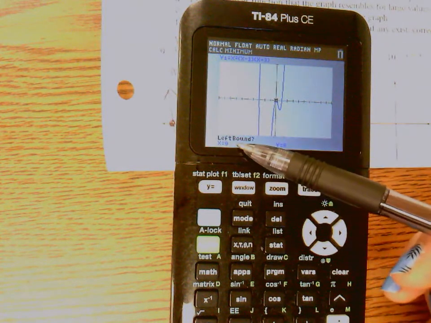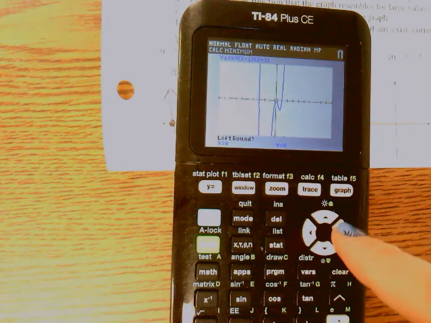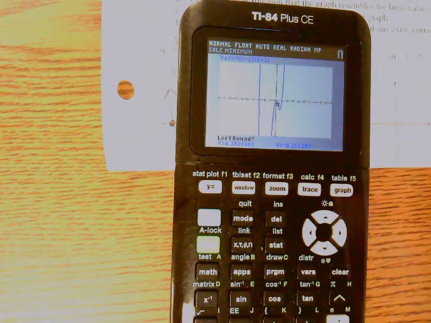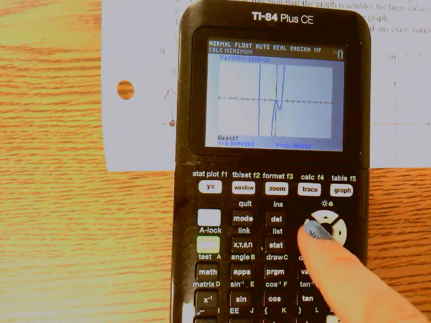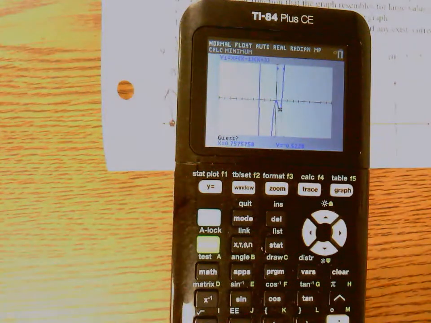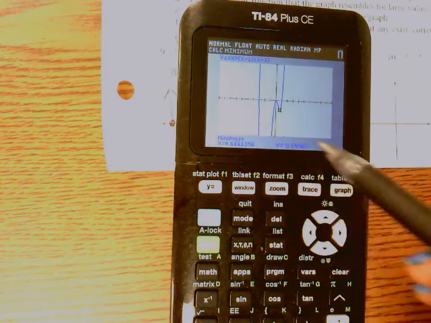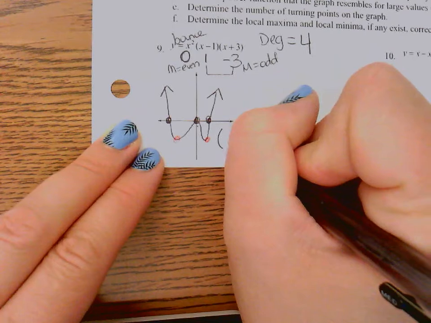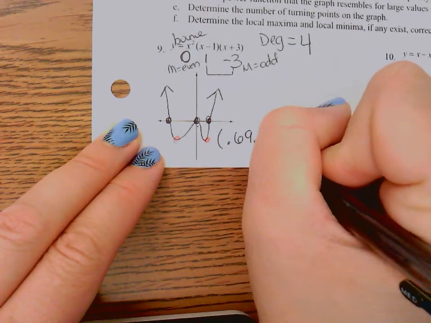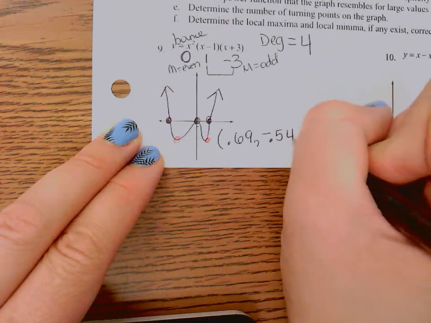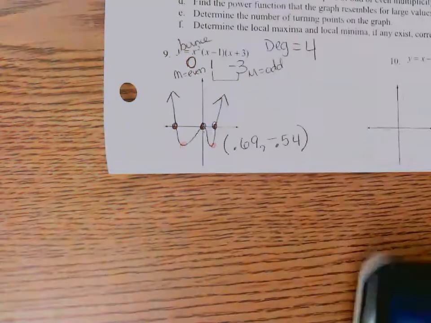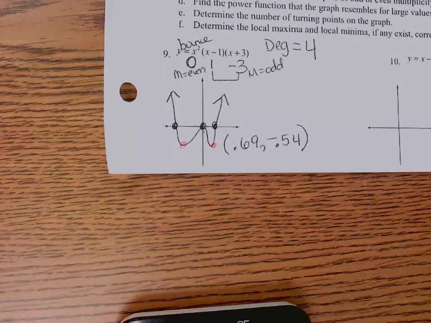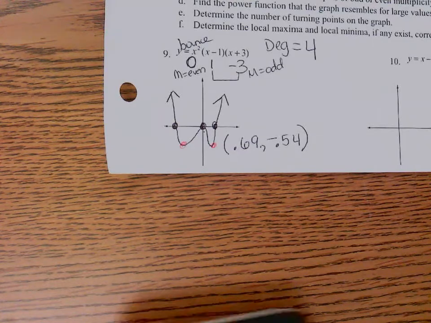So it's going to ask you questions. Are you on the left side of the turning point? So you just move your cursor so that you're on the left. You hit enter. Then you move your cursor to the right of the turning point, hit enter, and then move your cursor back down to your best guess and hit enter, and it should give you your turning point. So it told me my turning point was at 0.69, comma, negative 0.54. And it shows up down here at the bottom of your screen. Did you get that successfully?